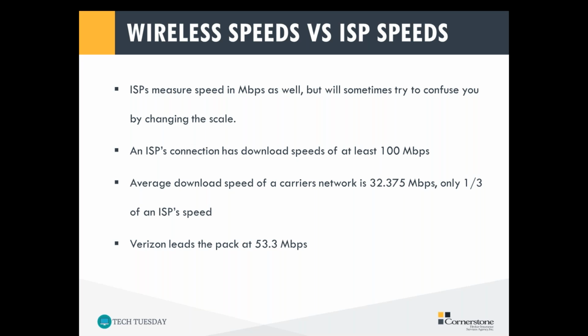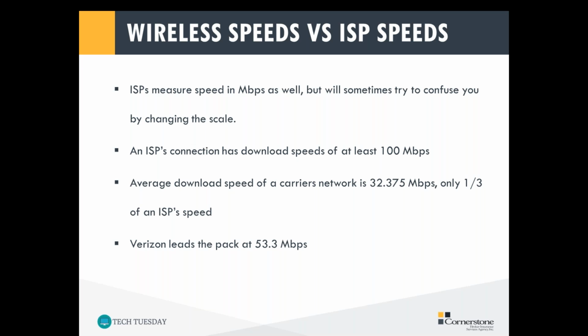An ISP connection has a download speed of at least 100 megabits per second, which sounds kind of slow, but that's honestly the lowest value I could find to start comparing. A lot of people probably have somewhere in the 300 megabit per second range with a wired line. The average download speed of a carrier network, however, is 32.375 megabits per second, which is only about a third of that. That being said, if you're using Wi-Fi on a wired line, you're probably getting about the same rate because they're both communicating using radio waves. That's one of the differences between a wired connection for the internet and a wireless connection for the internet.